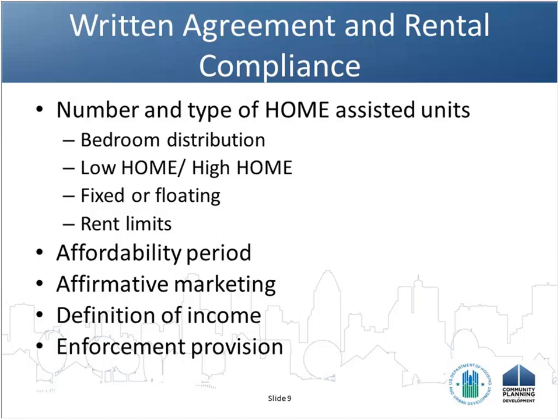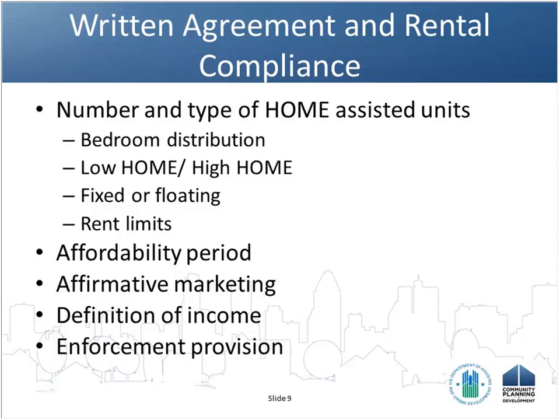If we had a project where we had some significant differences in either size or amenities on our HOME-assisted units, it might be that we would have, you know, a two-bedroom townhouse listed in our written agreement and a two-bedroom garden-style apartment because one of those units has a lot more, let's say, square footage than the other. And so that written agreement should be very specific on which are my HOME-assisted units, how many, that breakout between the Low HOME and the High HOME.